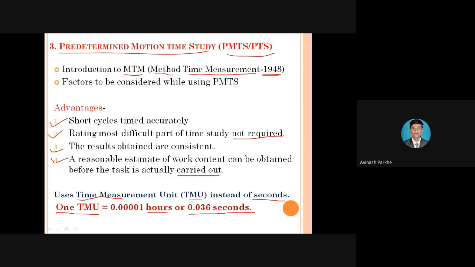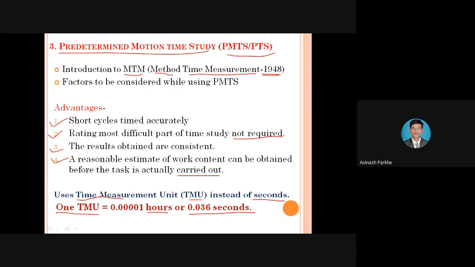But in the third method, the PMTS, I am not measuring the time in the form of seconds, hours, or minutes. So for that, a special unit is designed, which is called a TMU. TMU means time measuring unit. Based on this TMU, one MCQ based question is there from this chapter. 1 TMU is equal to, 4 options will be given: 0.001, 0.0001, 0.00001 hour, 0.01, like that.